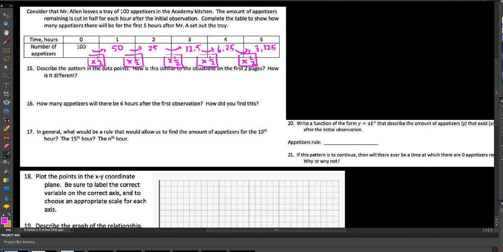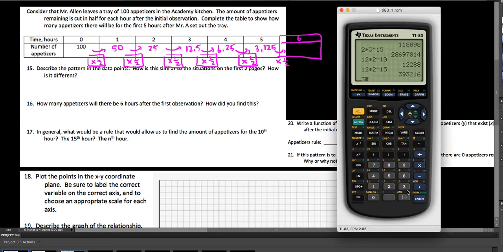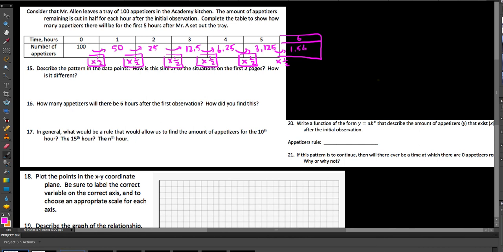Okay. Number 16, how many appetizers will there be 6 hours after the first observation? Well, again, we're just going to take our 5th hour. We're going to multiply its data value by a half. And if I take 3.125 times 0.5, we get 1.5625. Yikes. So we would get 1.5625 appetizers. We found this just by taking the 5th hour times a half to get the 6th hour. So generally speaking, we'll say our 10th hour.